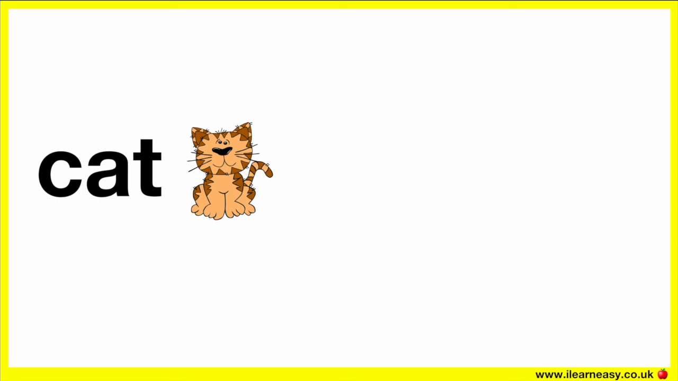Cat. In the word cat, the letter C is a consonant, the letter A is a vowel, and the letter T is a consonant. There is one vowel in this word, therefore there's one syllable. Cat.